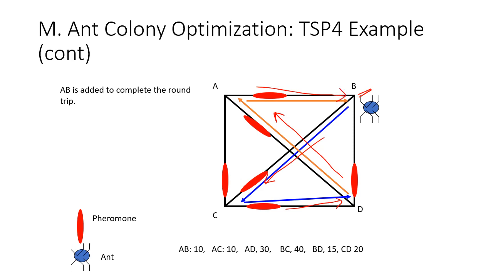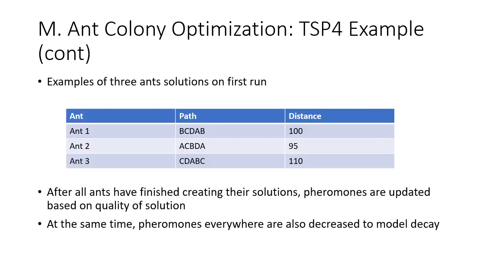While we were looking at the journey of Anthony, at the same time, other ants were also doing their tour. They started with different cities and they may have followed different paths. Let's say we have 3 ants doing the experiment. Ant 1 is Anthony, and the path he took was BCDAB, and the tour cost or the distance is 100.